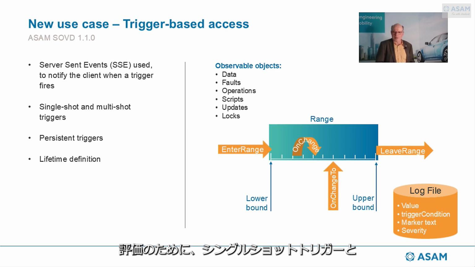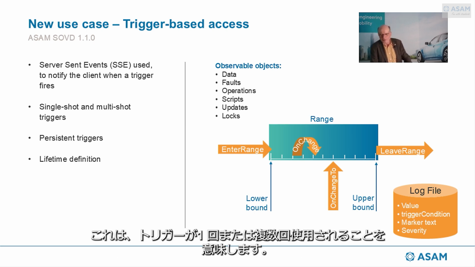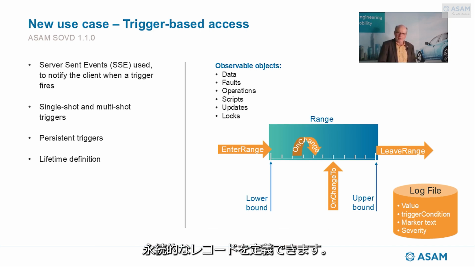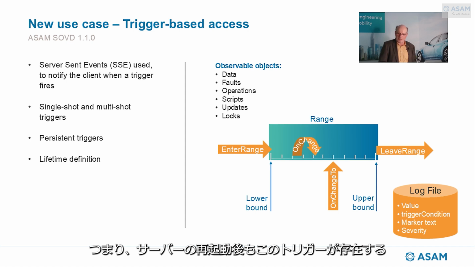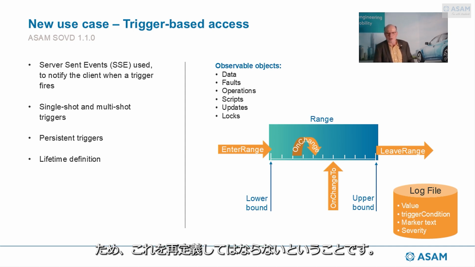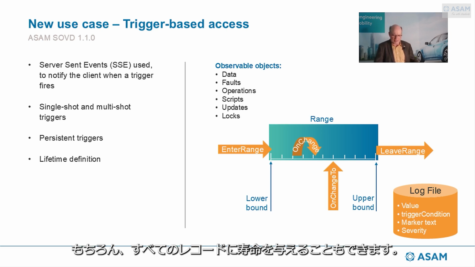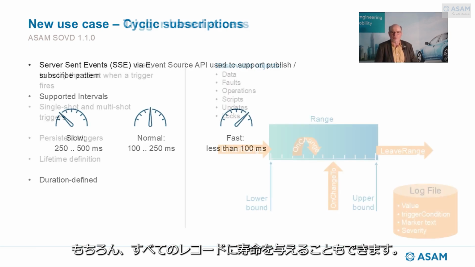We have the possibility to distinguish between single shot and multi-shot triggers. This means the trigger is used once or multiple times. We can define persistent triggers. This means after a restart of the server, this trigger exists and I must not redefine this. And we can give all triggers, of course, a lifetime.